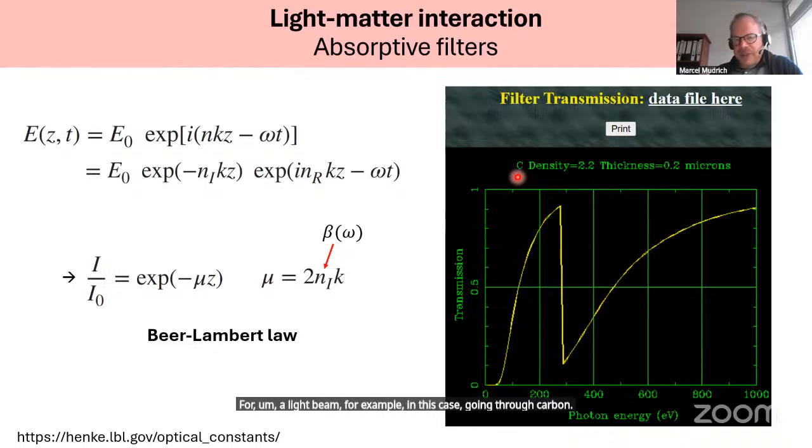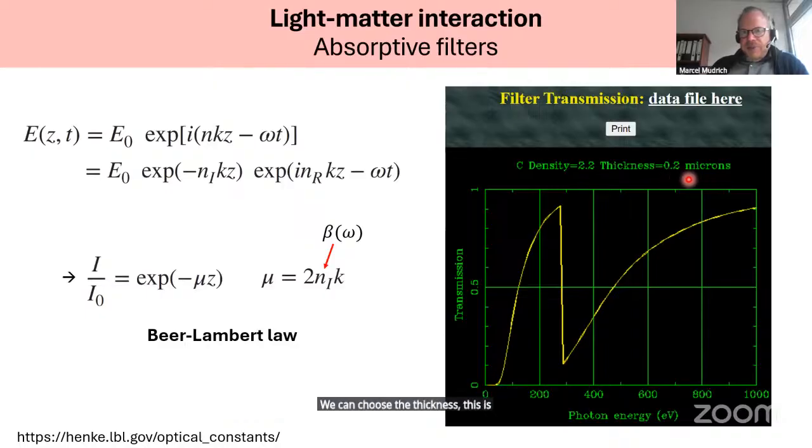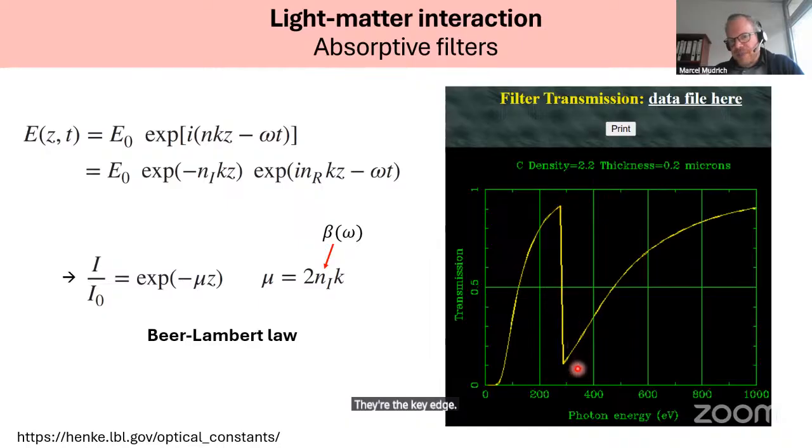Why carbon? Well, diamond is an important material. A diamond consists only of carbon. We can choose the thickness. This is 0.2 microns. And then you can see that the transmission through diamond is absolutely zero up to roughly 50 eV in the EUV, completely opaque. Then it goes up. Then there's this sharp kink at 300 eV. Okay, we know this is the K shell, the K edge of carbon. And then for higher photon energies, the transmission rises again.